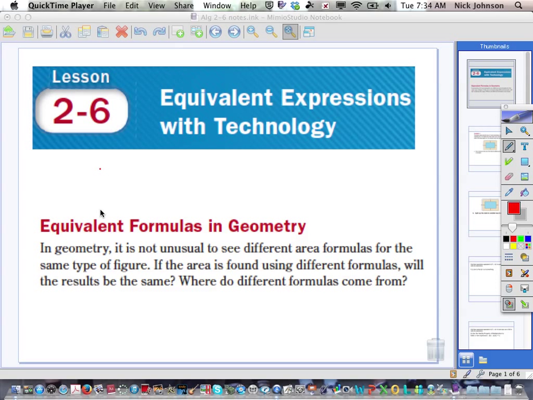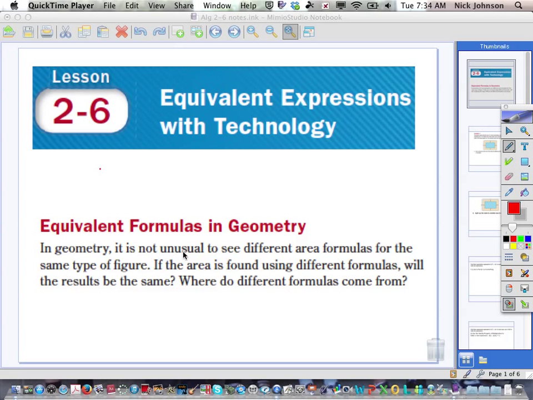Now we're going to look at formulas in geometry, how we can rewrite things that mean the same thing. Okay? A lot of people have a hard time with this. Please take your time, watch this video, and you'll have a better understanding. Okay? Please take notes. Equivalent formulas in geometry.